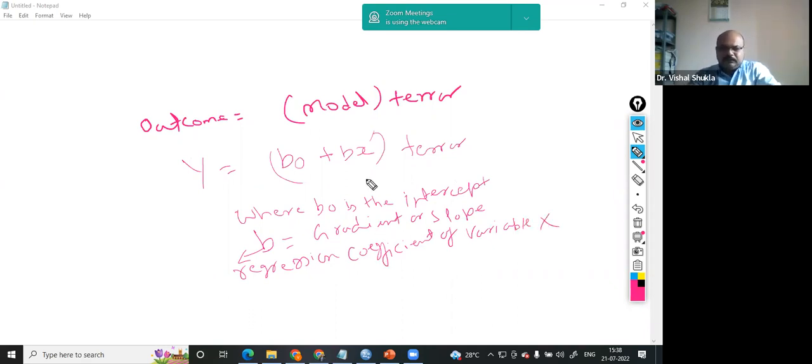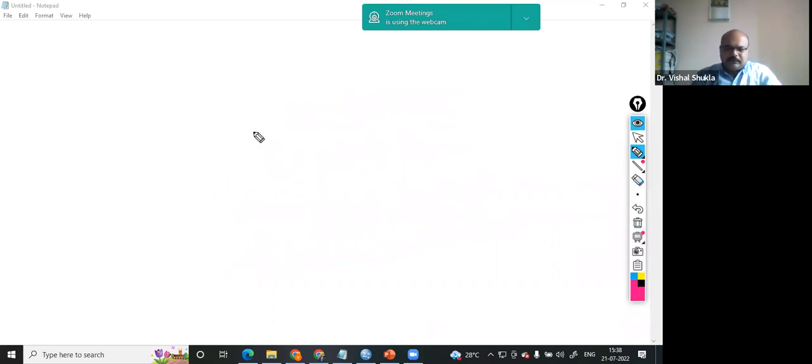This is the case when you have only one predictor variable, so it is simple linear regression. If you have more than one predictor variable, then y is equal to b0 plus b1 x1 plus b2 x2 plus b3 x3 up to bn xn plus error. What is this error? Can anyone tell me?